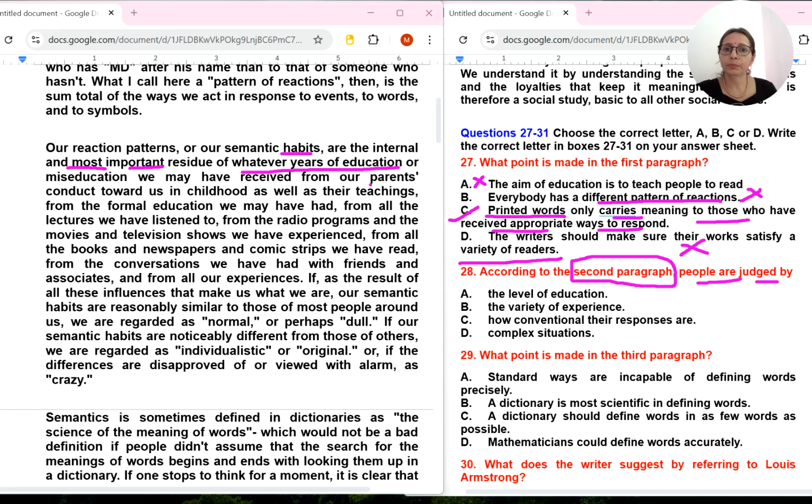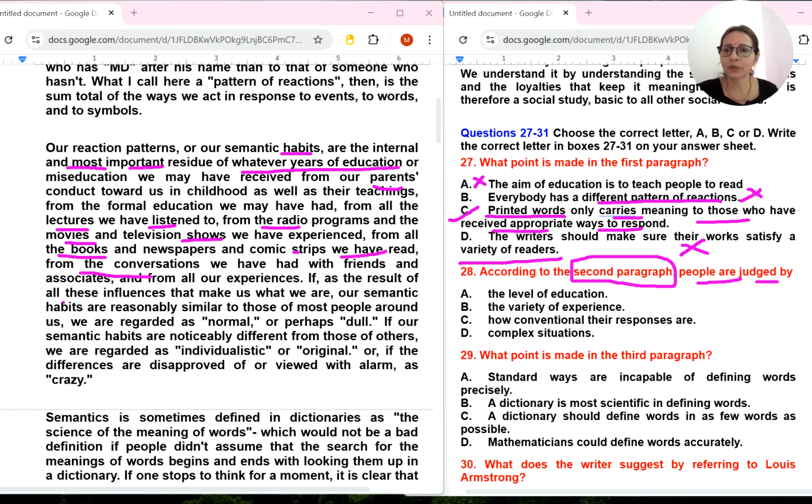Let's move to parents' conduct towards us in childhood as well as their teachings from formal education, as we may have had from all the lectures we have listened to, from the radio programs and the movies and television shows we have experienced, from all the books and newspapers we have read. Now we are looking for how people are judged by. Comic strips we have read, from conversations we have had with friends.